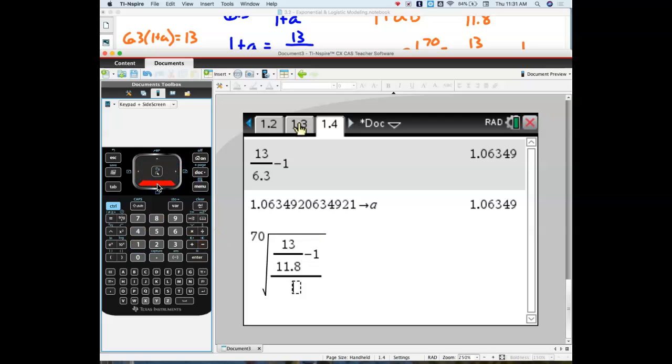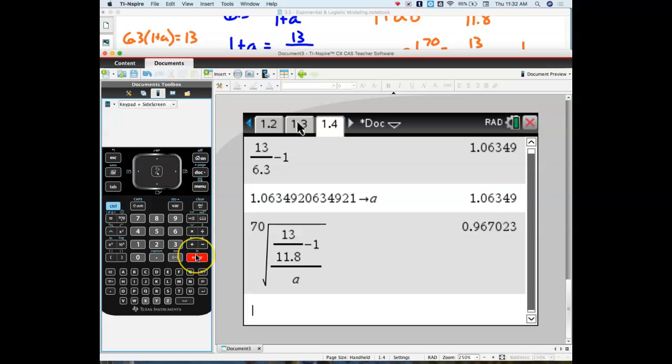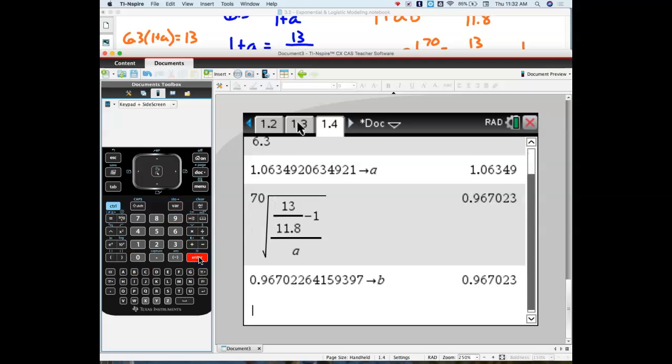And here's the cool thing now. I got to divide that by A, right? So I just type in A. It's bold. There's something stored on this calculator as A. And when I get that answer, I get my B value, which I would want to go through and store then as B.